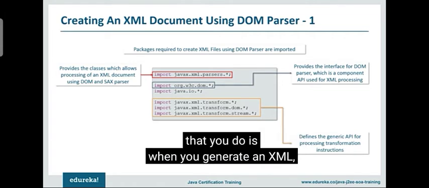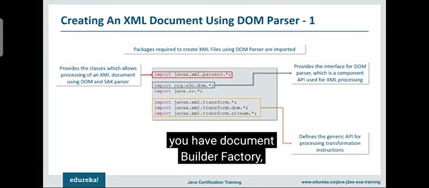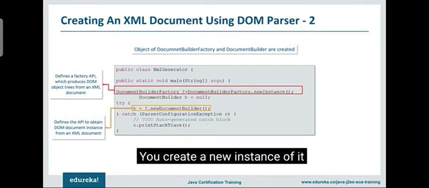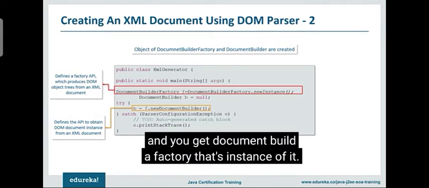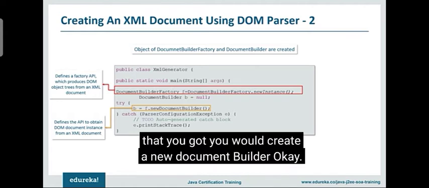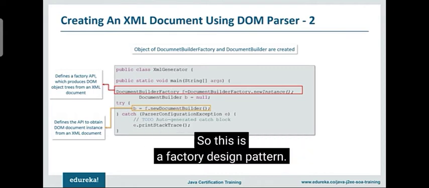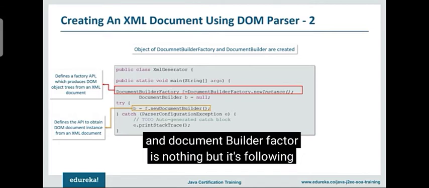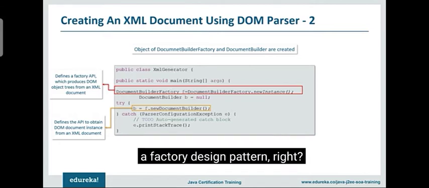The first thing that you do when you generate an XML is you have DocumentBuilderFactory. So you have DocumentBuilderFactory.newInstance. You create a new instance of it, and you get DocumentBuilderFactory, that's the instance of it. So now with the DocumentBuilderFactory instance that you got, you would create a new DocumentBuilder. Okay, so this is a factory design pattern. We have a design pattern in Java, and DocumentBuilderFactory is nothing but it's following a factory design pattern.